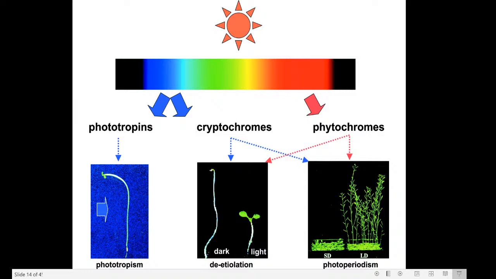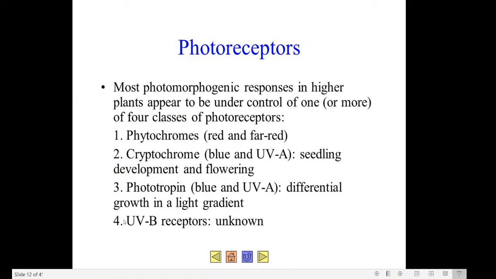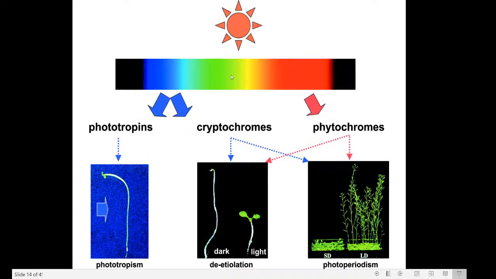Phototropin fully depends on the seed germination. Here they mention that blue color depends on seedling development and flowering. Then differential growth and light gradient. Here, if you can see, the phototropin is observing a blue color. This helps for the seedling elongation. Then another is cryptochrome. This cryptochrome is helpful for dark condition and light condition production.